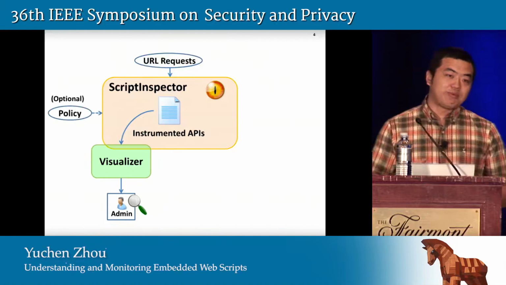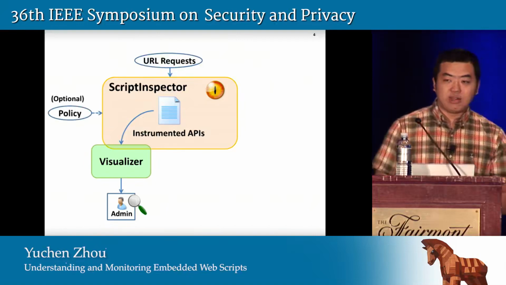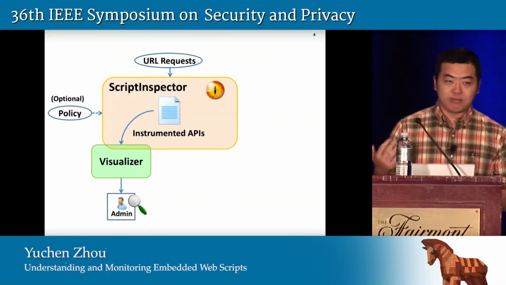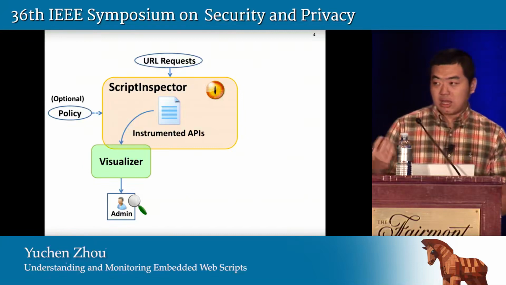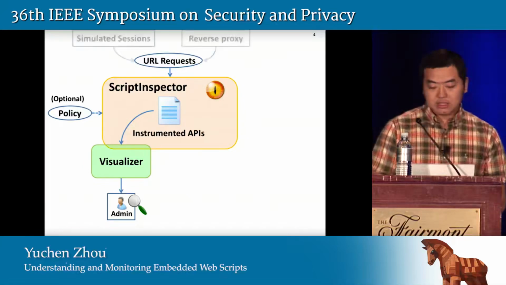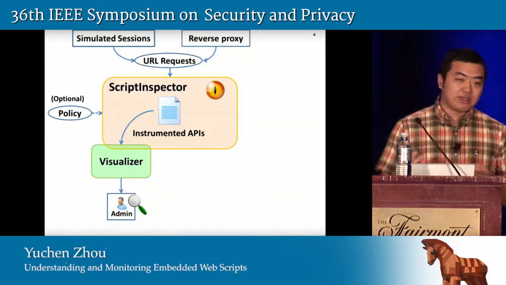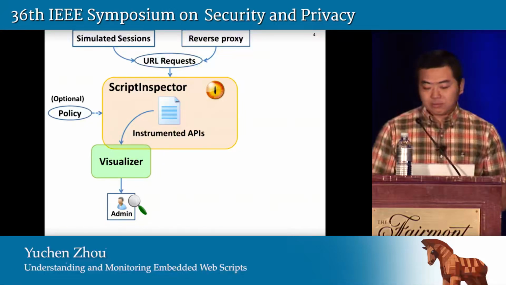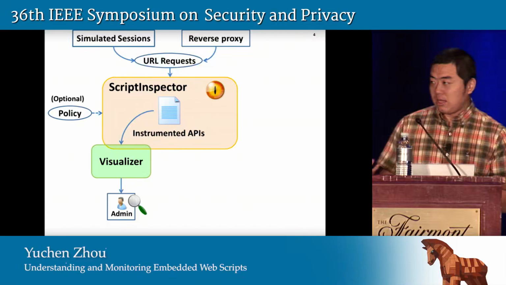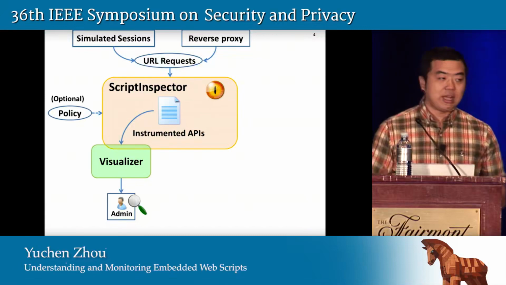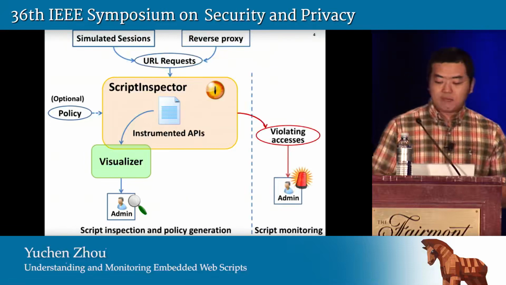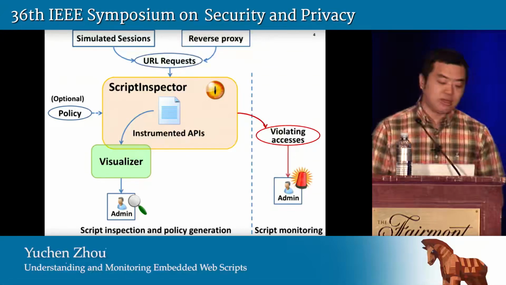A second use of Script Inspector is that it supports a range of security policies, and these can be used to monitor the third-party JavaScript in a script monitoring phase. In the script monitoring phase, Script Inspector can take input from simulated sessions or a reverse proxy, so this will be real-world traffic. Script Inspector would run the request and compare the current access with the predefined security policy. It would raise violating accesses and alarm the site administrator if there's something fishy going on.